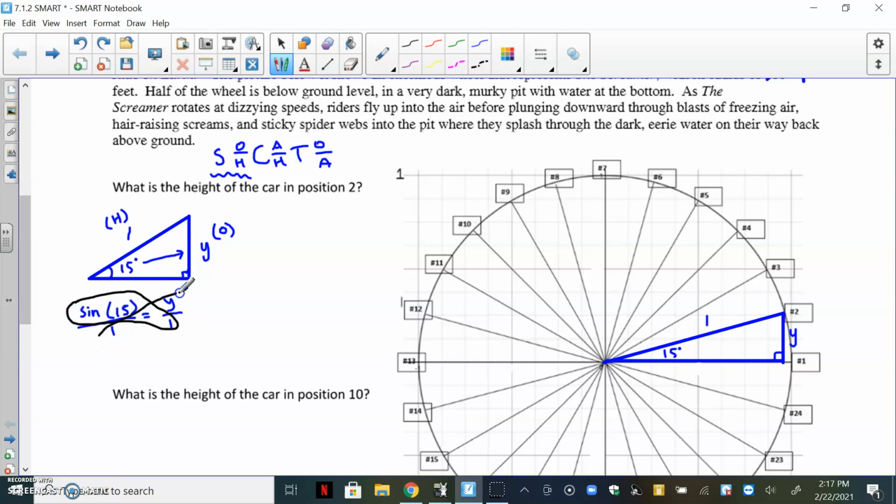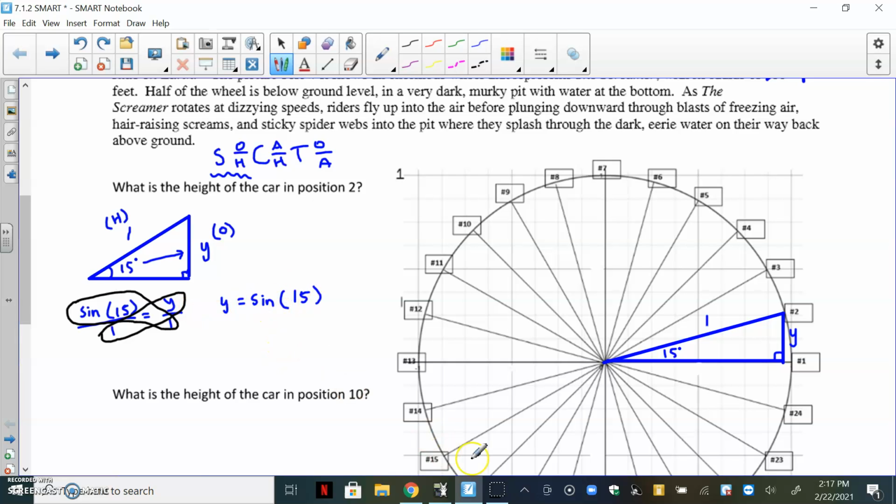And that's why we chose our radius to be 1. It's literally just going to make our life so much easier. So you end up with y times 1, which is just y, and then sine of 15 times 1, which is just sine of 15. So the height that we're looking for is literally just the sine of the angle.